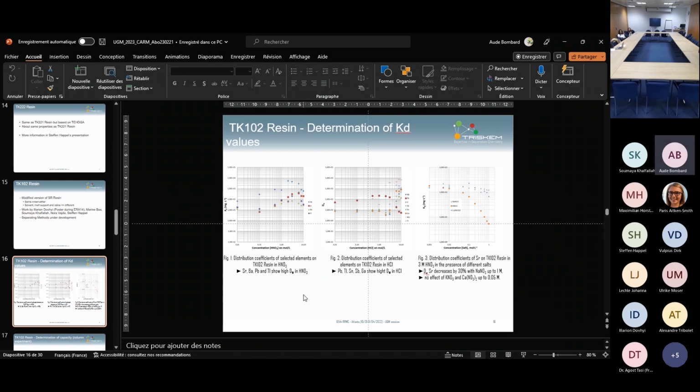On the last graph, what you see is how the presence of potassium, sodium, and calcium interferes with the distribution coefficient of strontium. Mainly up to 0.05, there is no effect of the potassium or the calcium, and there's not much effect of the sodium up to 1 M. The one that is having quite an effect is the potassium, but it's after this, for concentrations that are higher than 0.05.